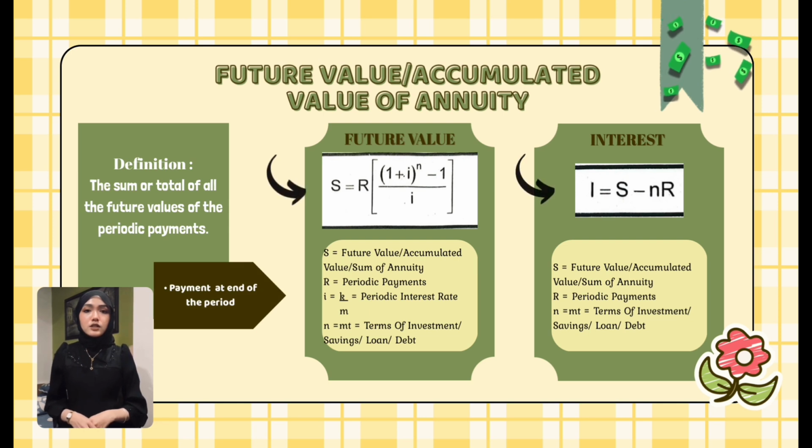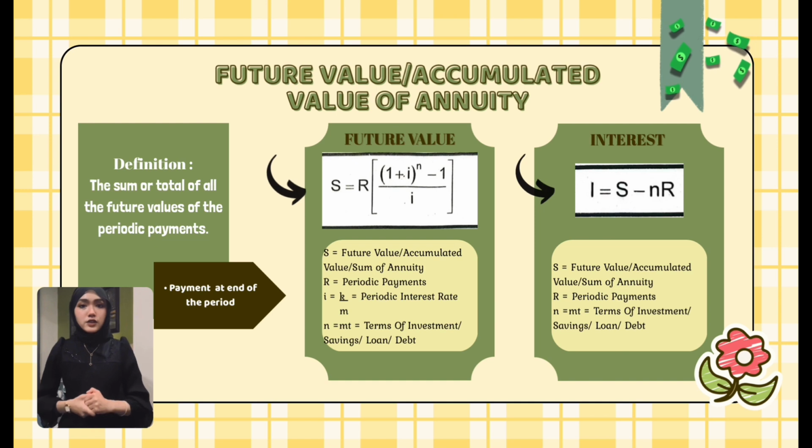The first formula used in this topic is the formula to calculate the future value, also known as accumulated value. Future value is defined as the sum or total of all the future value of the credit payments, where it indicates the payment at the end of the period. The S represents the future value, accumulated value or the sum of annuity, R represents the credit payment, i equal to k over m represents the credit interest rate, and n equal to m times t represents the term of investment, saving, loan or debit.